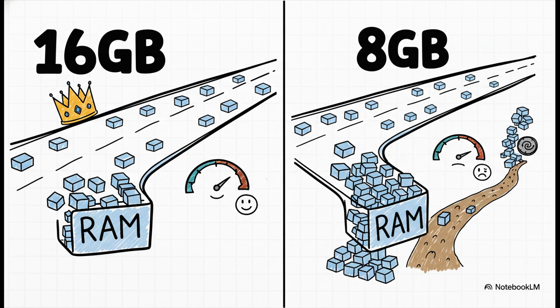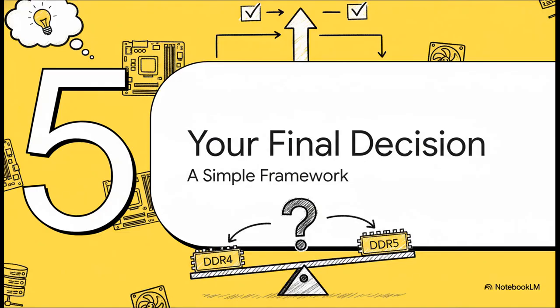Look, running out of RAM and forcing your system to use slow storage is a performance disaster. A system with 16 gigs of DDR4 will always outperform an 8 gig DDR5 system if the workload needs more than 8 gigs to run. It's just that simple.